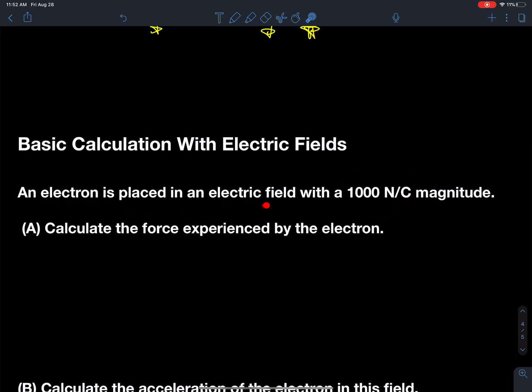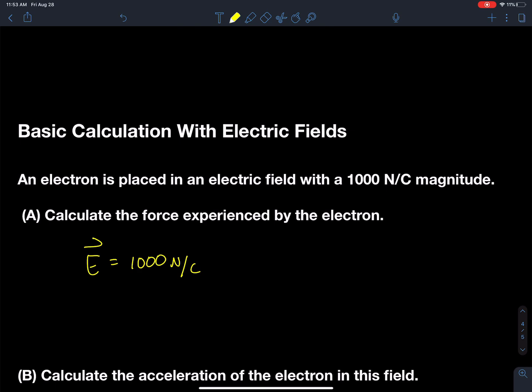An electron is placed in an electric field with 1,000 newtons per coulomb magnitude. Calculate the force experienced by the electron. Well, that way I can say that the electric field is equal to 1,000 newtons per coulomb. Okay, so how would I calculate the actual force that it's experiencing? Well, the charge of an electron is equal to 1.6 times 10 to the minus 19 coulombs. And an electric field, the force experienced per unit charge, is equal to 1,000 newtons per coulomb.